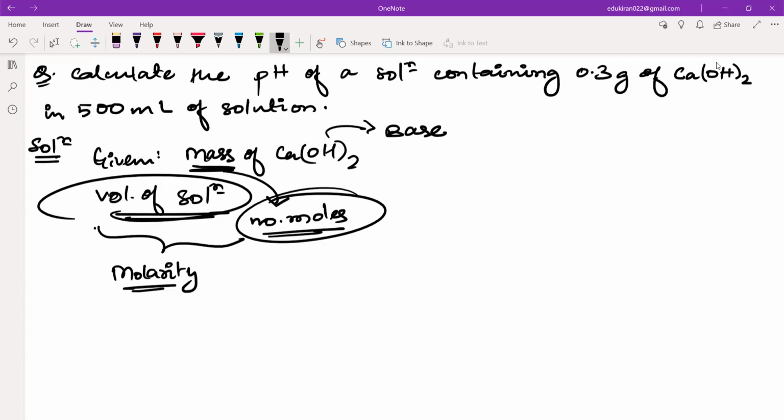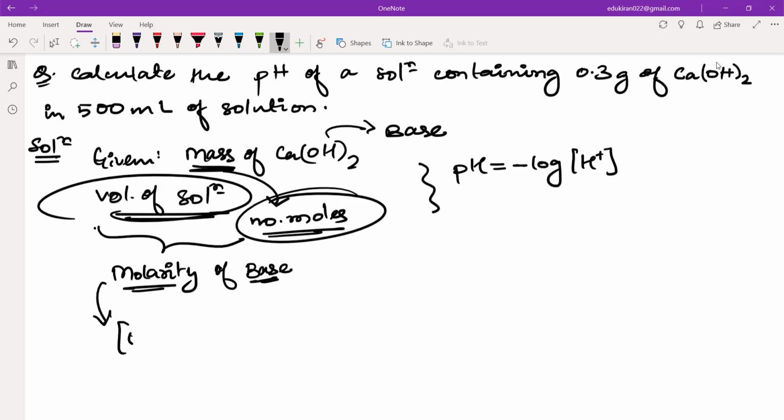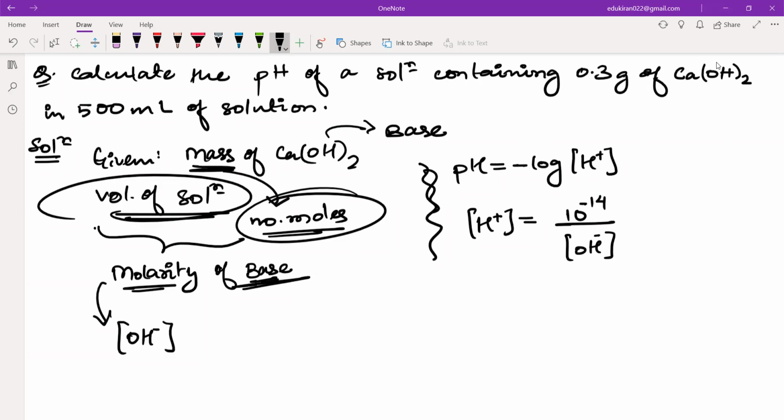Now let us see. We have got the molarity of base. Now pH is the minus log of the concentration of H plus ions. If you have the molarity of base, I can get the concentration of OH negative. I will write the reaction, and according to the reaction I can get the concentration of OH negative, but I cannot get the concentration of H positive. So how will I write the concentration of H positive? Again, the Kw will help you. H plus concentration will be equal to 10 to the power minus 14 divided by the concentration of OH negative, which you will get from the molarity of base. Yes or no?